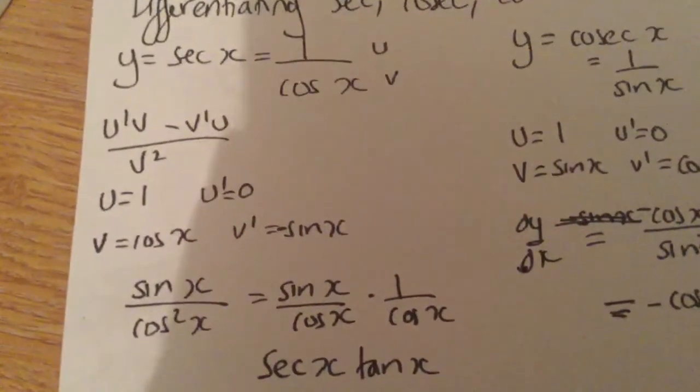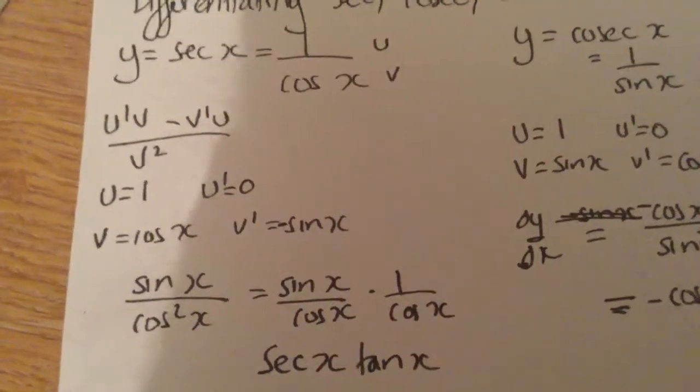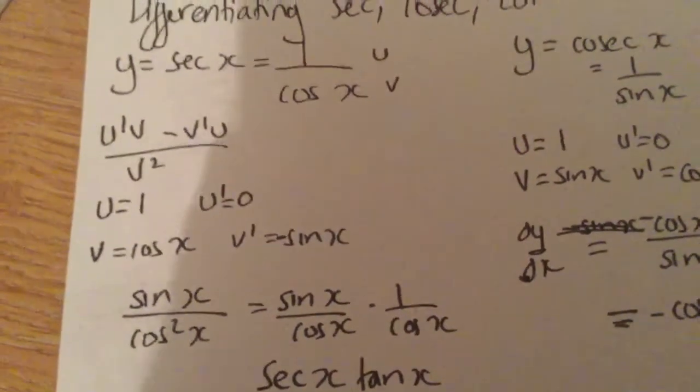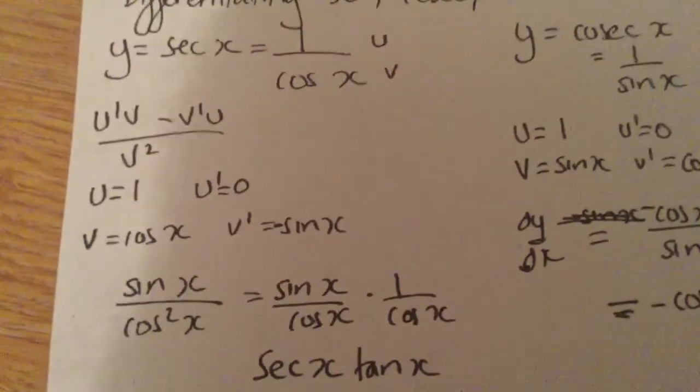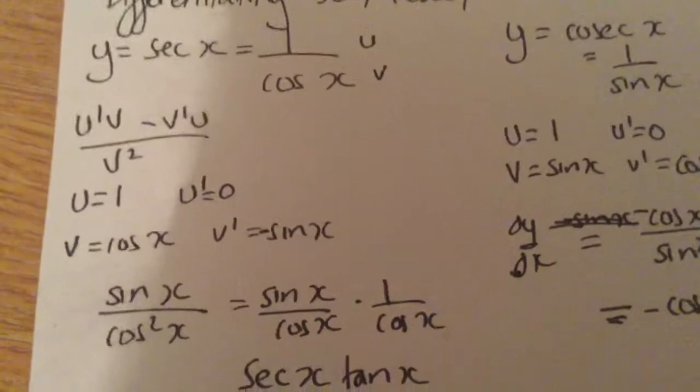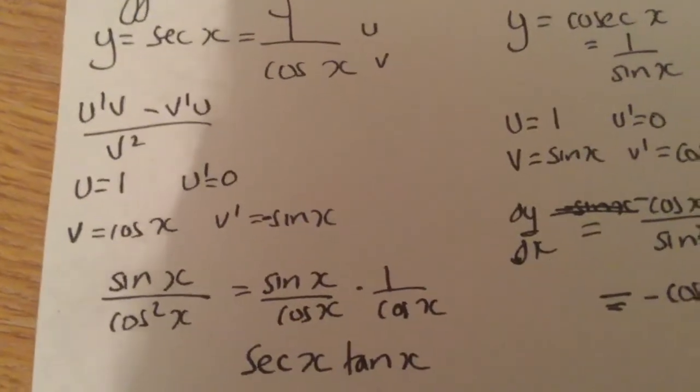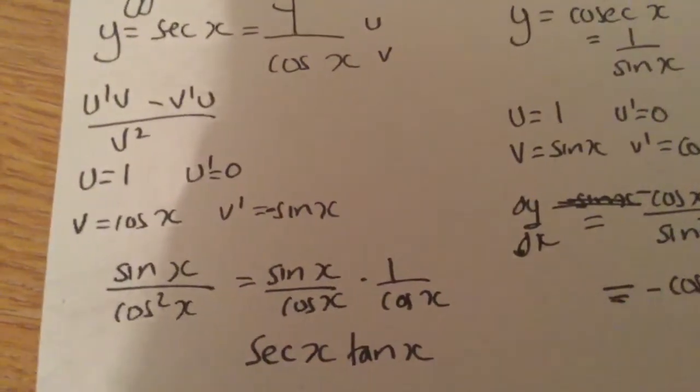Break that down into sine over cos as one part of it and 1 over cos as the other part. If you multiply those two fractions that I've got together, you get back to sine x being over cos squared x. Sine over cos is tan, and 1 over cos is sec. So the final answer, sec x tan x.